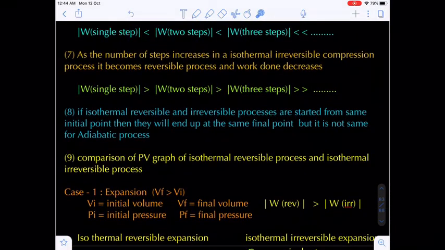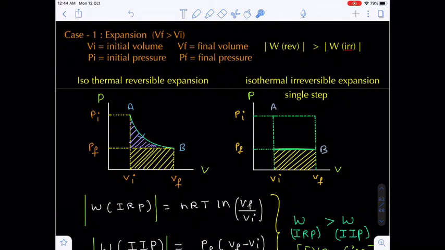Okay. Now, if the isothermal irreversible and reversible processes start from the same point, then they will end up at the same final point. This is very, very important. That means, suppose this is a reversible process. We know the reversible process is a rectangular hyperbola on the PV graph. We are starting from A and ending at B. Even if it is a reversible or irreversible process, the initial state and final state will be the same. Are you getting my point? This is very, very important.